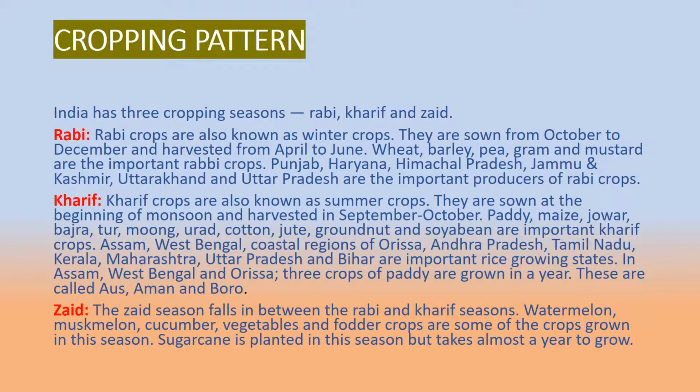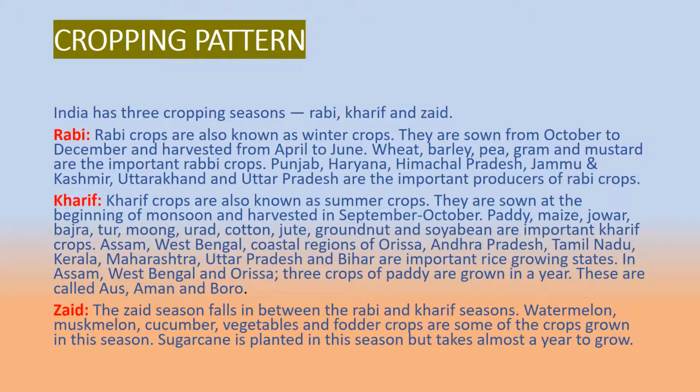Kharif crops are also known as summer crops. They are sown at the beginning of monsoon and harvested in September-October. Paddy, maize, jowar, bajra, tur, mung, urad, cotton, jute, groundnut and soybean are important Kharif crops.